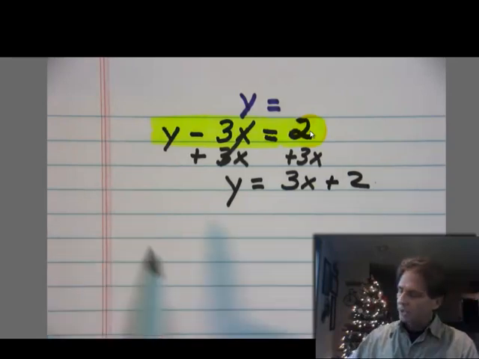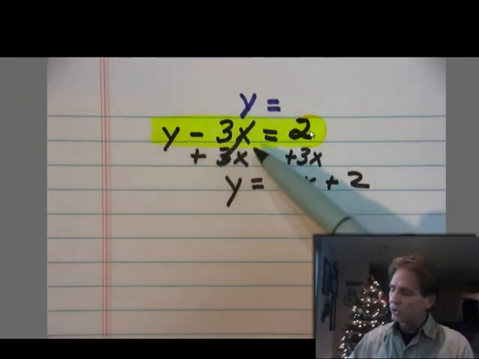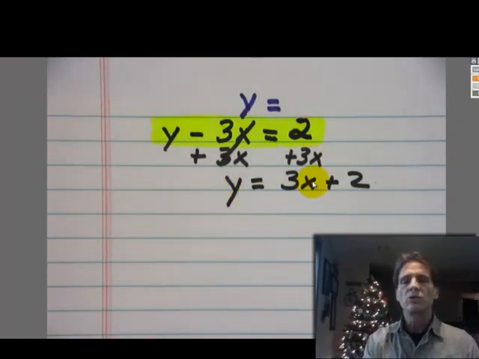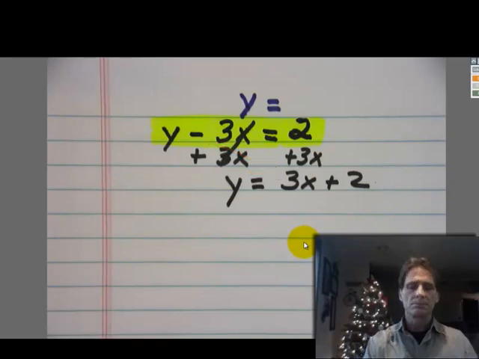So, to rewrite this equation, y minus 3x equals 2, in y = form would be y = 3x plus 2. Now I want you to notice that we could have rewritten this on the opposite side with the opposite sign. Because we're removing it, the 3x ended up over here, but instead of a minus, it had a plus. So there's a shortcut we can use, and I'd like to show you that in the next problem.